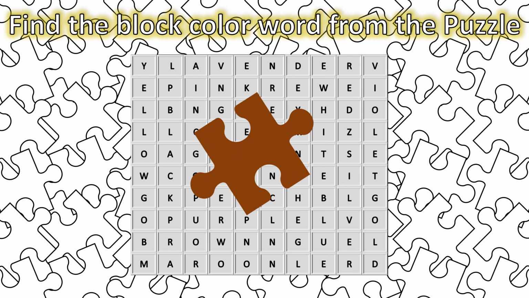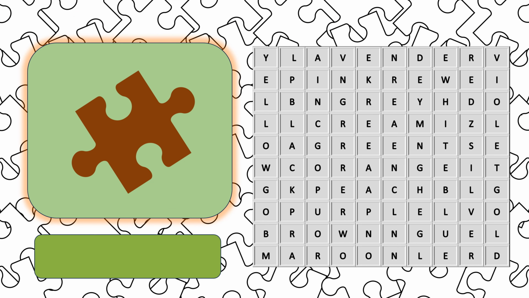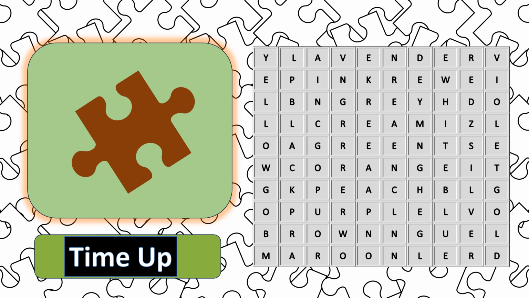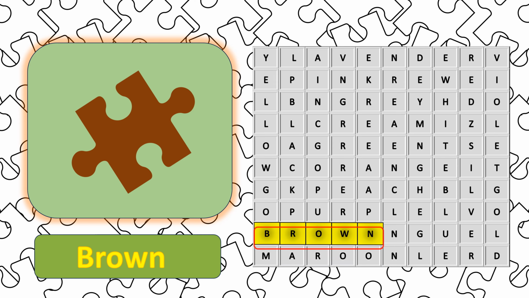Find the black color word name from the puzzle in 10 seconds. 10, 9, 8, 7, 6, 5, 4, 3, 2, 1. Time up. B, R, O, W, N, brown.